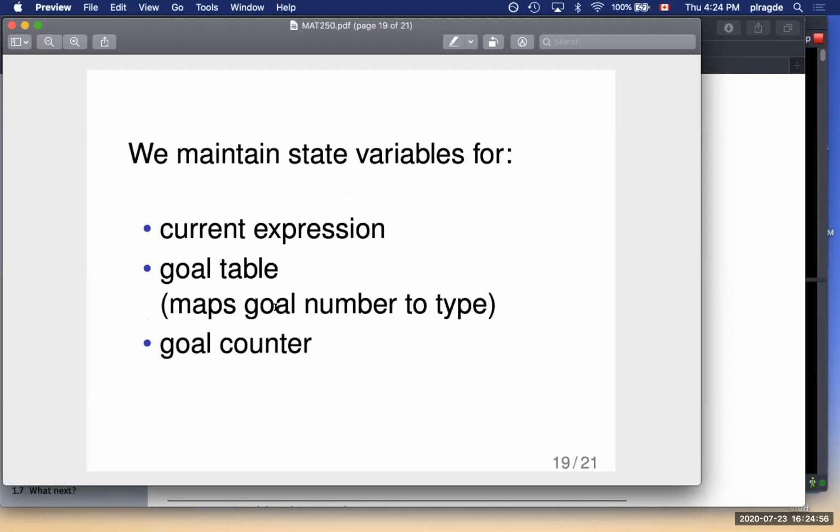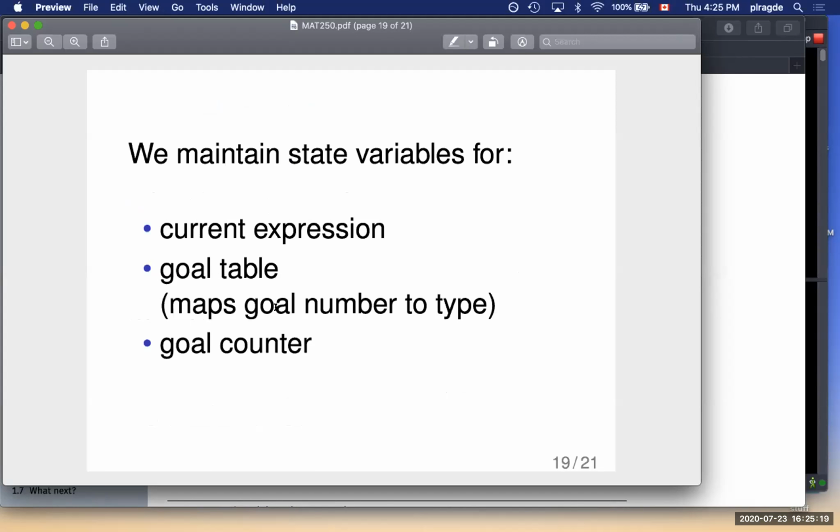So a variable whose value can be changed is sometimes called a state variable. That's just a way of referring to a variable. It's going to be a global variable defined at the top level. And there are going to be state variables for the current expression, because what we're going to do is take an incomplete expression and gradually fill in pieces.